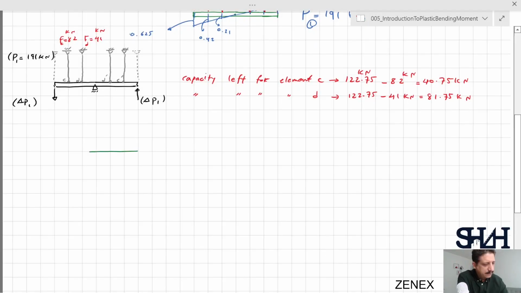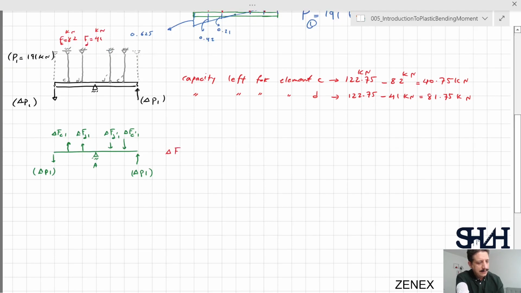I'll sketch the free body diagram. Delta P1, delta P1, delta FC1, delta FD1, and then delta FD prime 1, delta FC prime 1. So here we can see that we do not sketch anything for B and B prime. They are now in their plastic phase and they cannot take any more load.